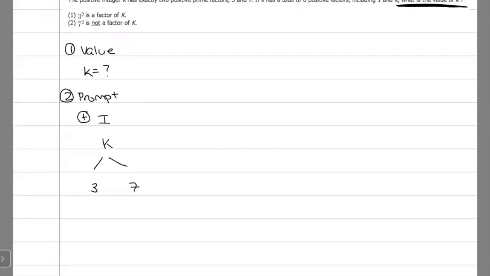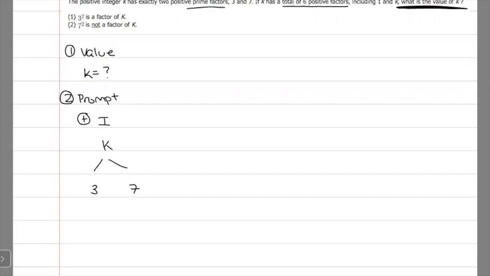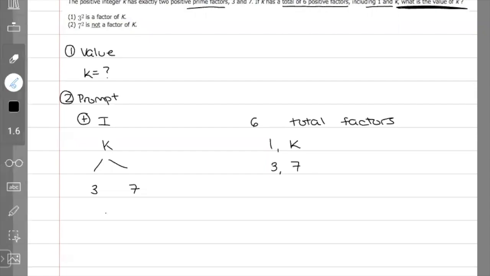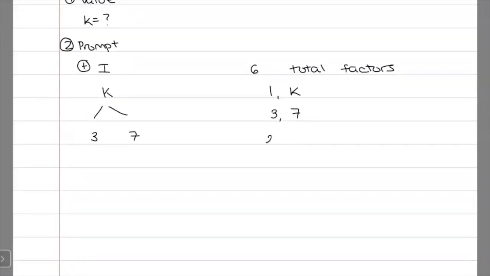And they tell us that K has a total of 6 positive factors. Notice how first they're talking about prime factors, and then they're talking about total factors. So that's including the primes and also the non-primes, and they include 1 and K. So far we know that we have 6 total factors. The ones that we have so far for sure are 1 and K, which are the 2 extremes. Also 3 and 7. But also because we're talking about all the factors, not just the primes, you also have the factor of 3 times 7, so 21. And then there has to be another one.